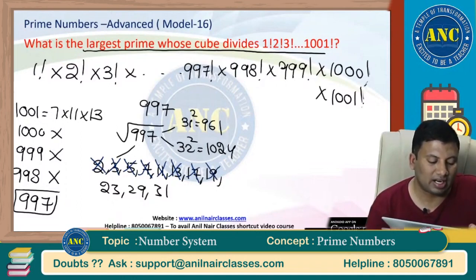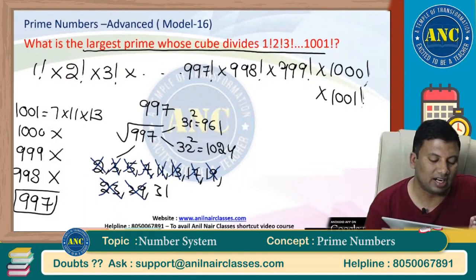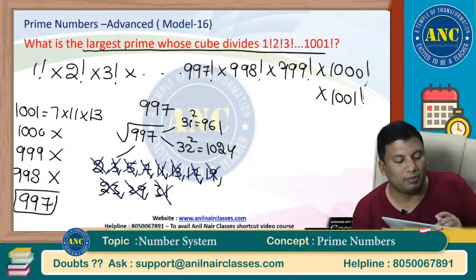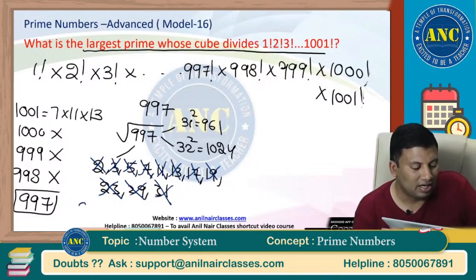19 5s are 95, not possible. 23 4s are 92, 57 not possible. 29 3s are 87, 127 not possible. 31 3s are 93, 67 not possible. It is not divisible by any of the prime numbers less than the square root of n. That means 997 is a prime number.